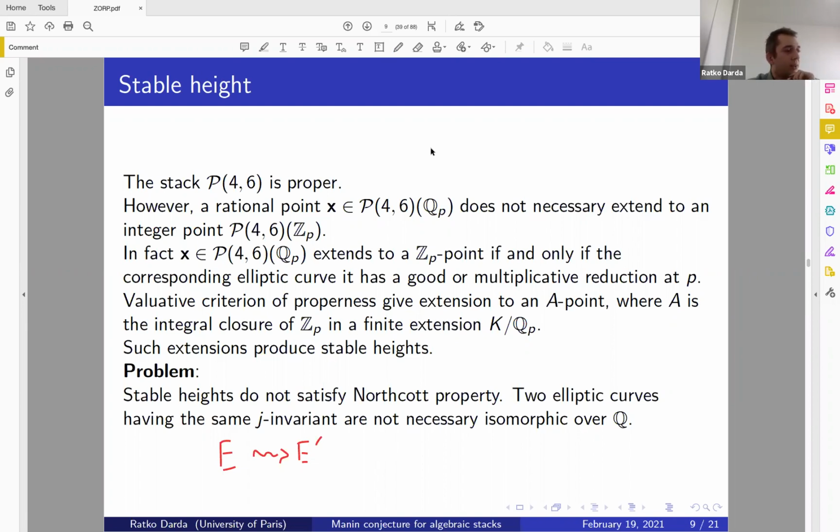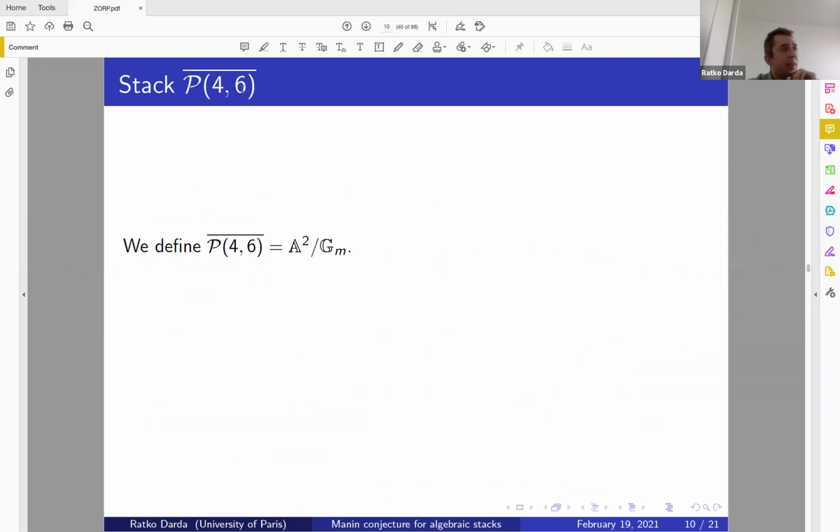Now let us see how one can resolve this point. We'll take a bigger stack, P46 bar, which has more integral points. This stack is obtained firstly by extending the action of GM to the whole A squared, with the same formula, T times X equals T^aj xj. Now let us observe that this stack has enough ZP points.